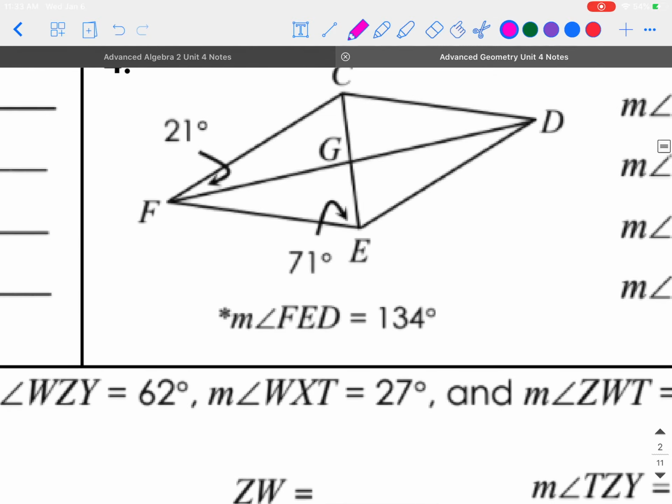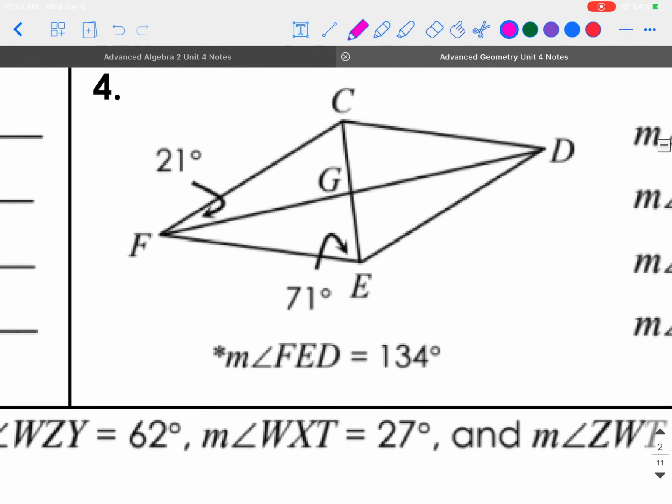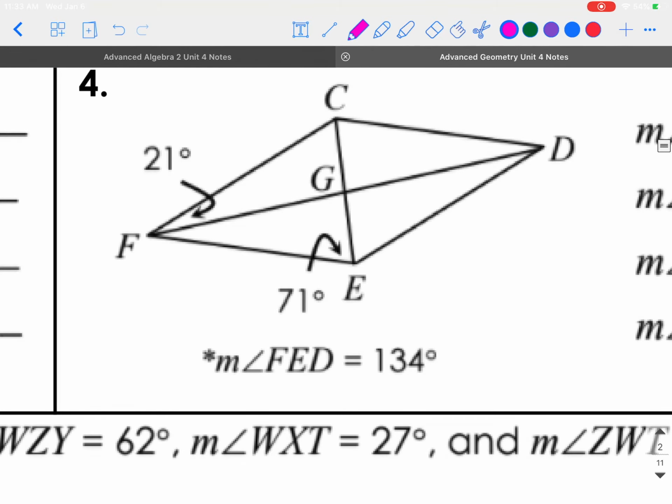All right. Number 4. So it tells us down here at the bottom that the entire angle FED, that's this whole angle, the whole angle is 134. And then this one we know is 71. So if we want to find the other side, 134 minus 71 is going to be 63. So 71 and 63 make that 134.